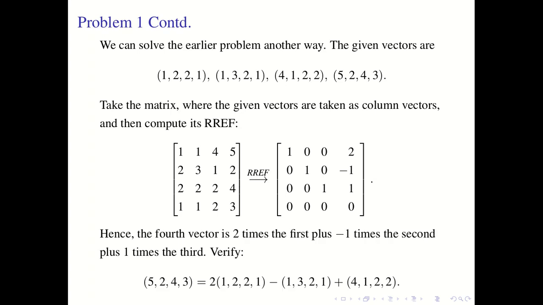And in this case what we get is the 4th column is equal to twice the first column minus the second column plus the third column, and that's the same linear combination, the same relation, that we get among the vectors. So these 4 vectors are linearly dependent, and the first 3 vectors are linearly independent.